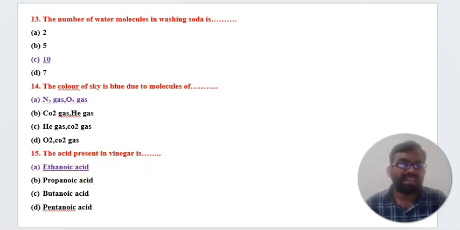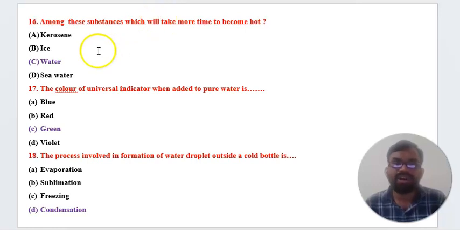And you can see next the 16th bit: among these substances, which will take more time to become hot? So here 4 options are given: the first one is corrosion, the second is ice, the third is water, and D is seawater. So water will take more time to become hot. So here the right answer for the 16th is C.